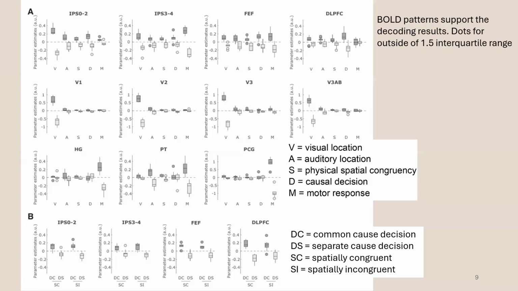What is a common cause and separate cause in this context? If the participant says the audio and visual came from the same direction, that's a common cause response. If they say different, then separate. I don't see a color map or a legend anywhere. So the darker box plots are what, and the whiter box plots are what? I assume darker is common, lighter is separate. They had it in the plot caption, but I didn't want to put it here because it was small.